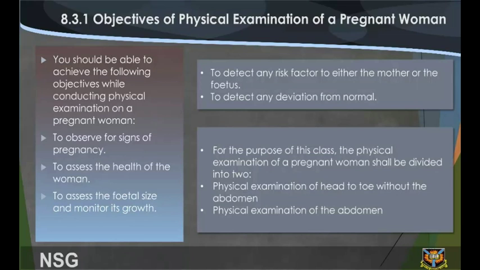Objectives of physical examination of a pregnant woman. You should be able to achieve the following objectives while conducting physical examination on a pregnant woman: to observe for signs of pregnancy, to assess the health of the woman, to assess the fetal size and monitor its growth, to detect any risk factor to either the mother or the fetus, to detect any deviation from normal. For the purpose of this class, the physical examination of a pregnant woman shall be divided into two: physical examination of head to toe without the abdomen, and physical examination of the abdomen.